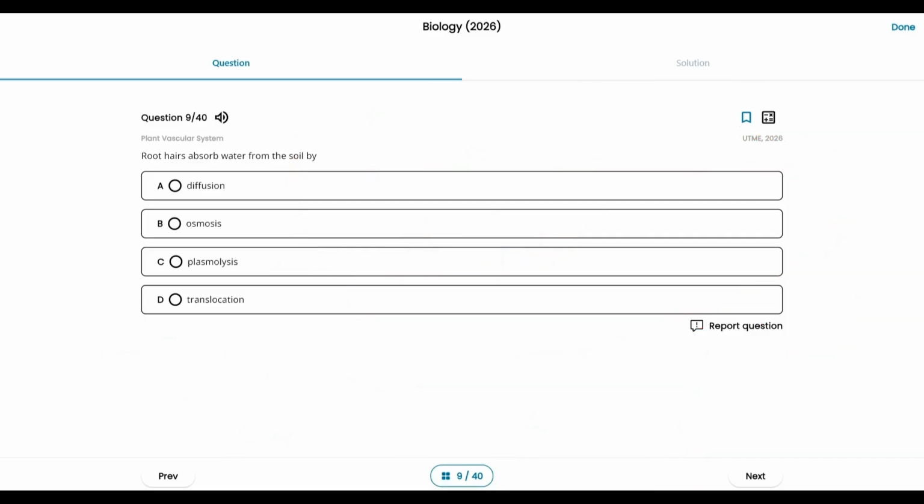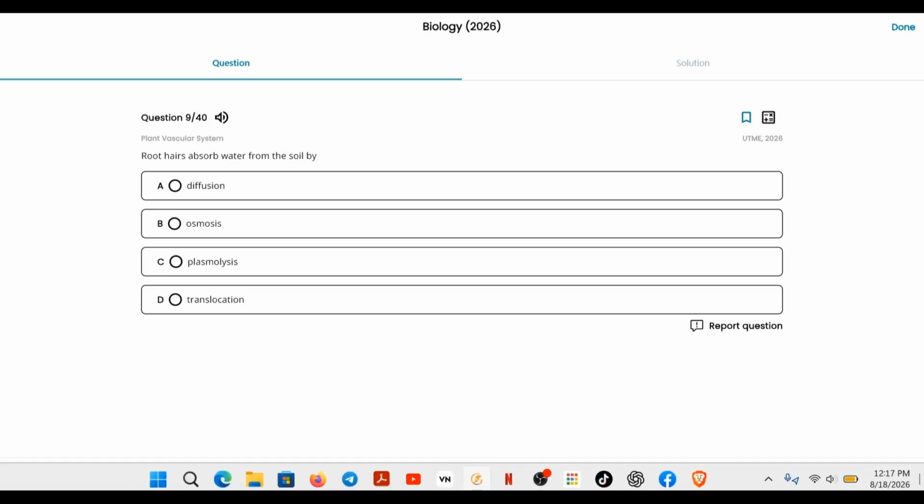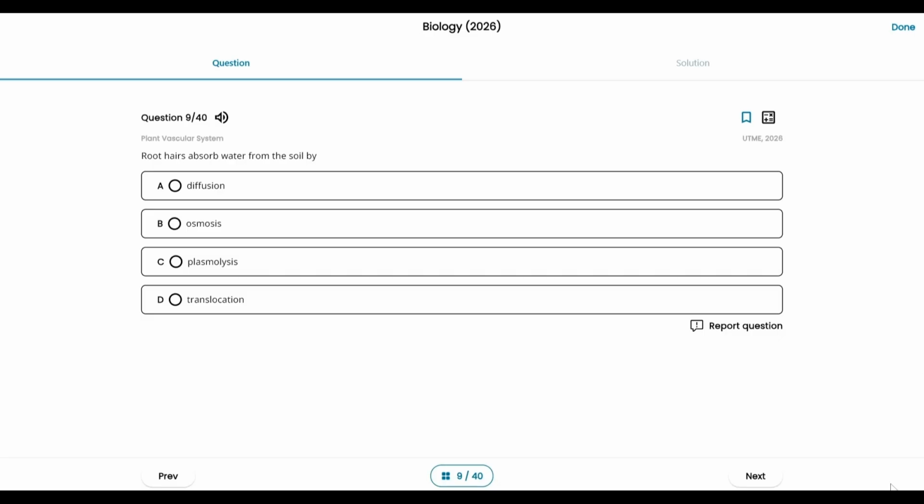Now, let me read the question again. Root hair absorb water from the soil by. The correct option is osmosis. Why? Because it's talking about a solvent, and osmosis involves movement of solvent from soil to root. Alright, so let's forge ahead.